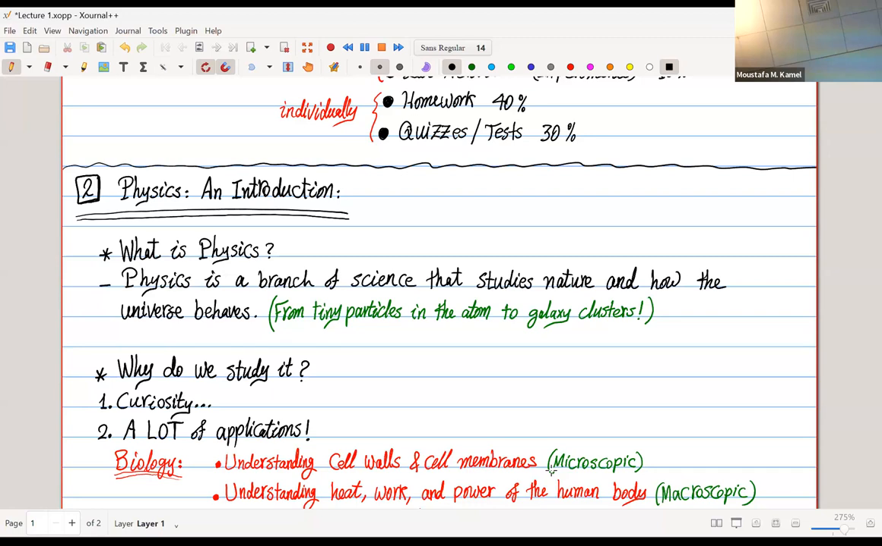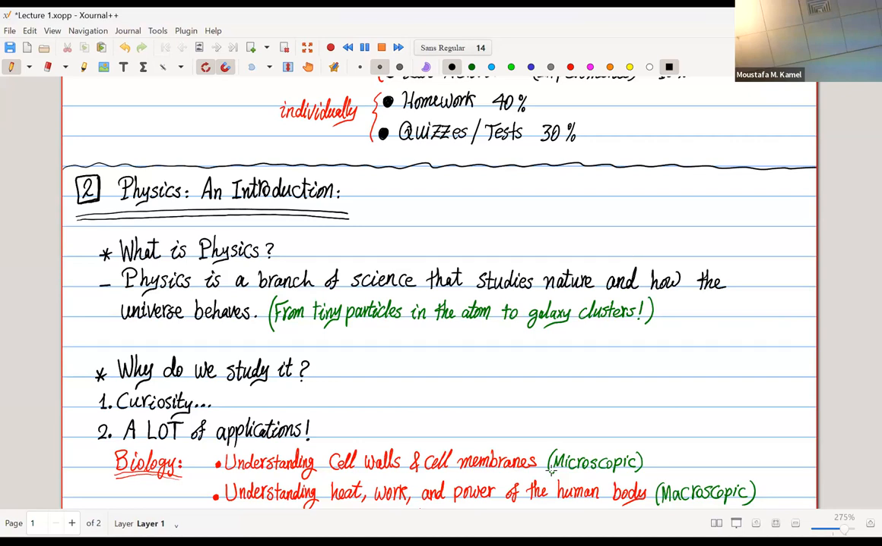Any claim science makes has to be falsifiable. And physics, of course, follows that. And that's why we have experiments and we have labs. This is just the summary of what I said. It's a branch of science that studies nature and how the universe behaves. And it covers everything from the tiny charged particles in the atom to the motion of people, cars, galaxies, galaxy clusters, like the whole universe, okay?